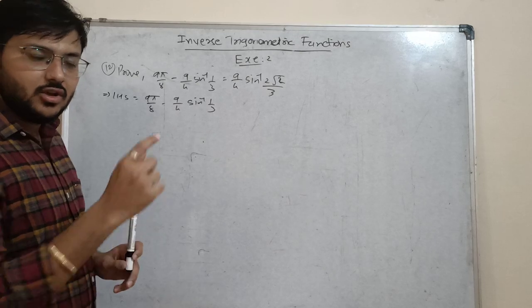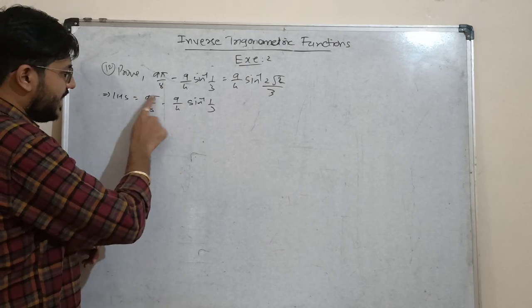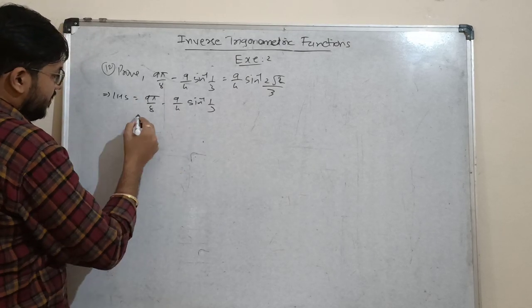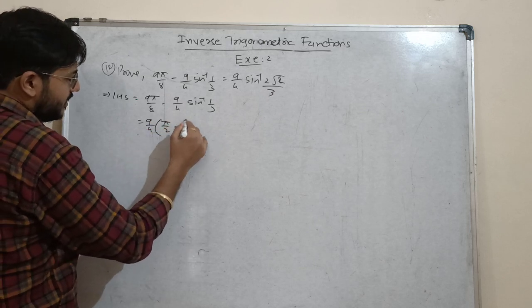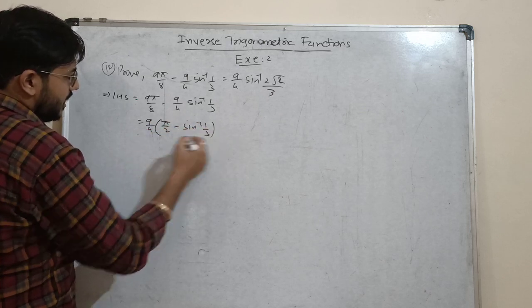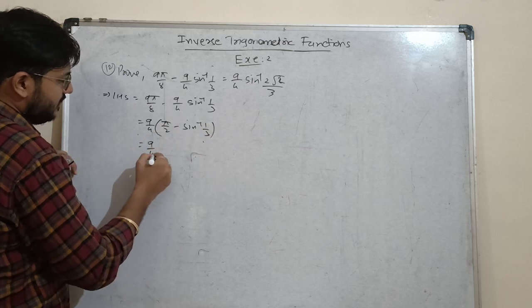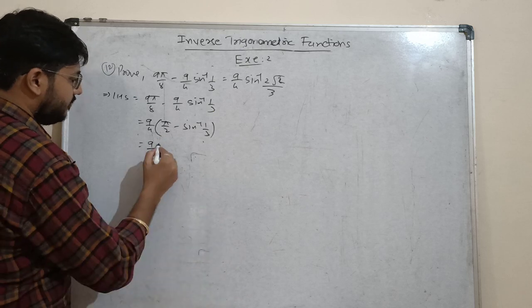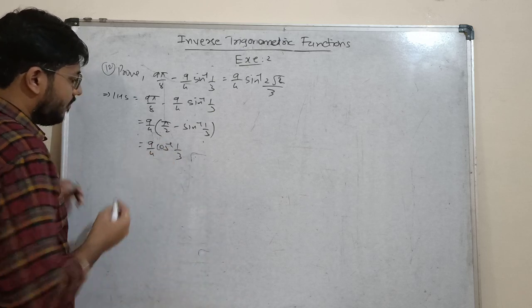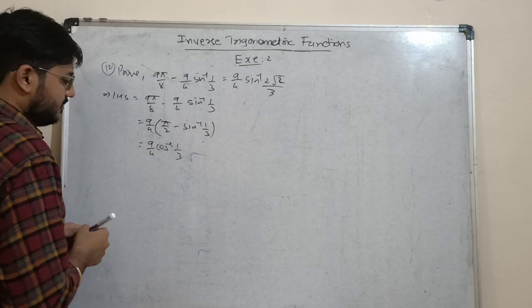So we can find something common from these two terms. We can take 9 by 4 common, so let me keep 9 by 4 outside. So here we get pi by 2 minus sine inverse 1 by 3. As we know, pi by 2 minus sine inverse 1 by 3 can be written as cos inverse 1 by 3.